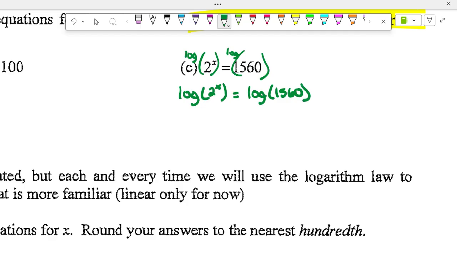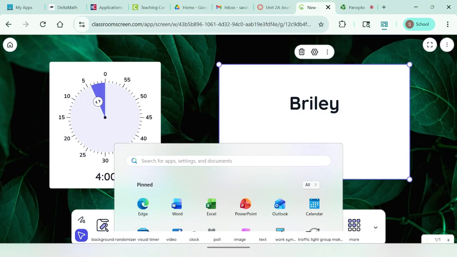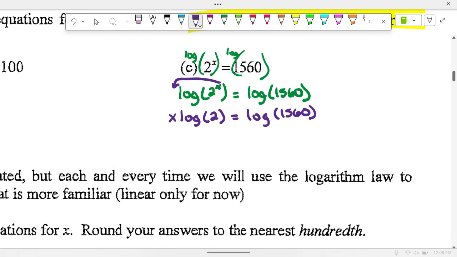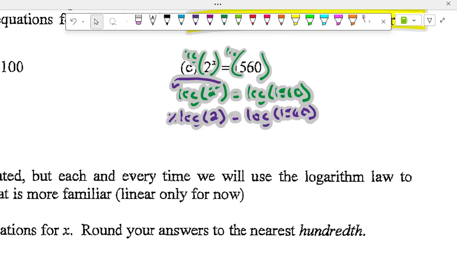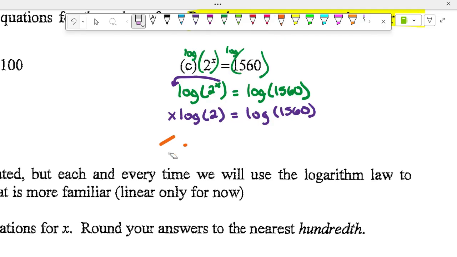Equals the log of 1560. Now we can move the x to the front. So this will be x log of 2 is equal to log of 1560. So what is my next step? Let's go with Reagan. Right, divide both sides by, oops. So we divide both sides by the log of 2.